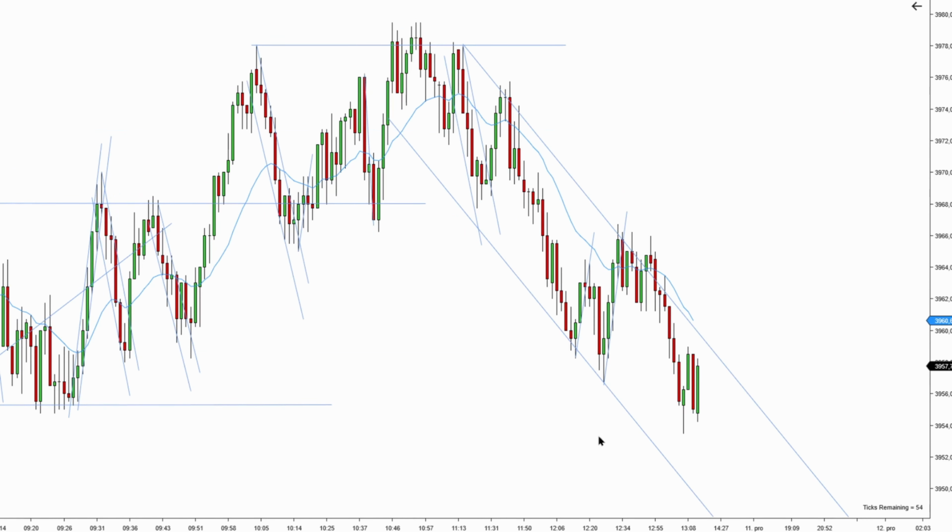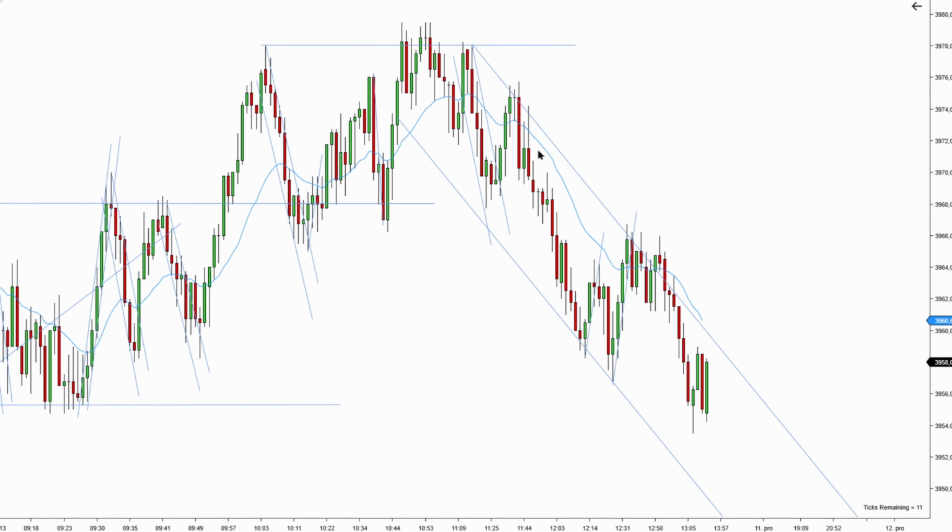So I just came back from my break and we can see that the market reversed down. We can see that the trend line got confirmed with this swing right here. First two swings will form the trend line. Third swing will confirm it.